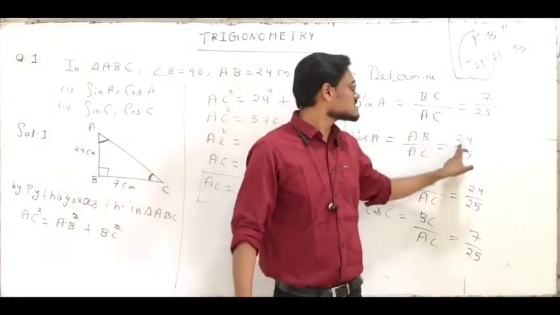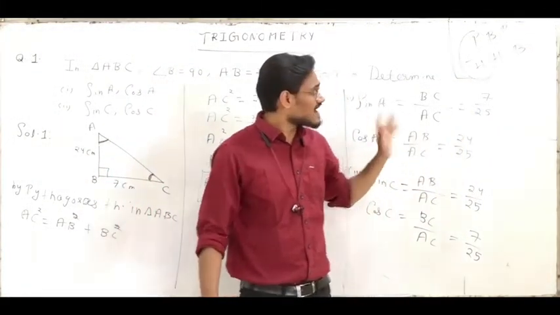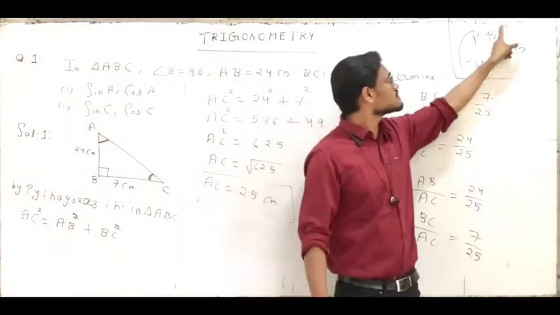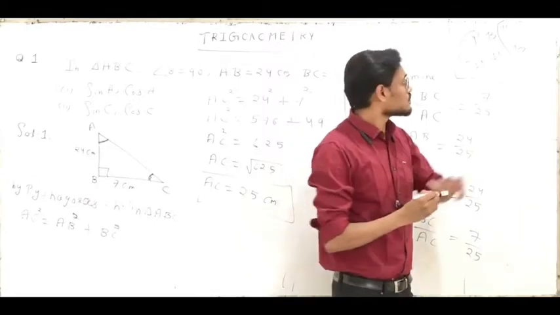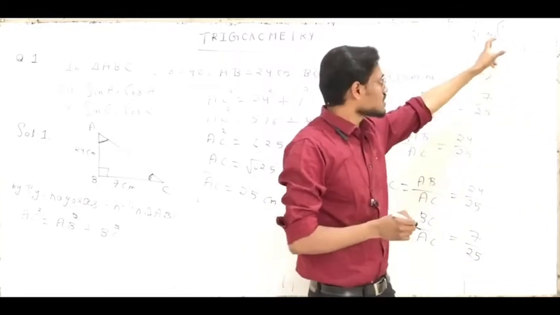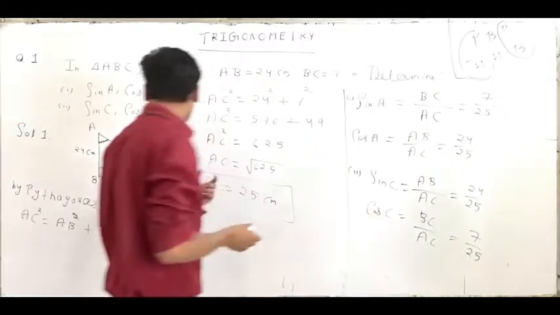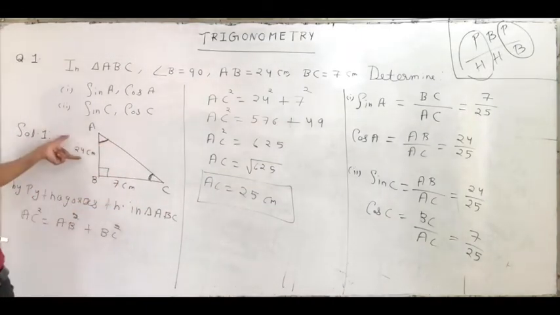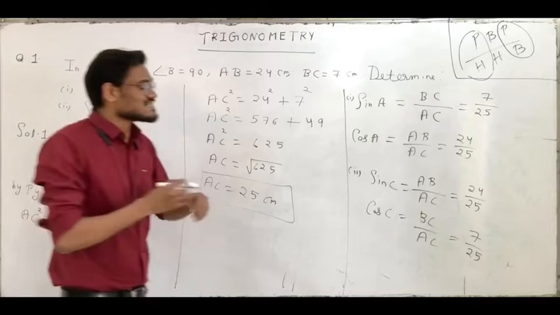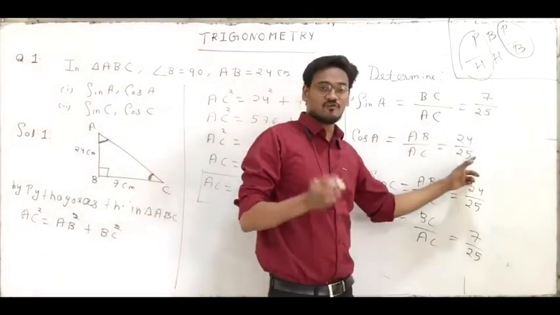The value is 7 by 24. Either you can go in this way because we know this represents your tan theta, so perpendicular upon base. If you use this one, then also you will get the same result because this is the perpendicular and this is the base for angle A. So the answer is going to be 7 by 24 for tan A.